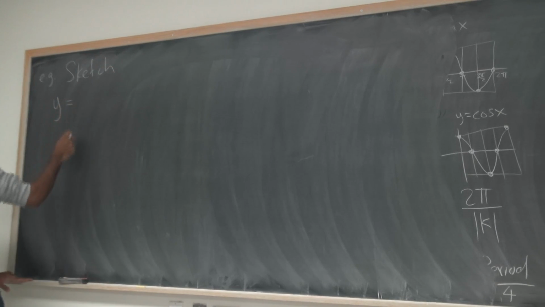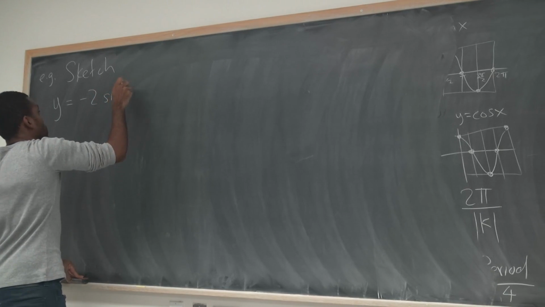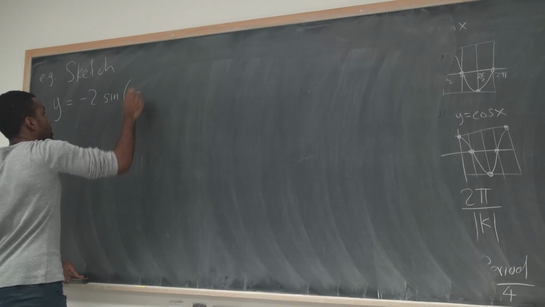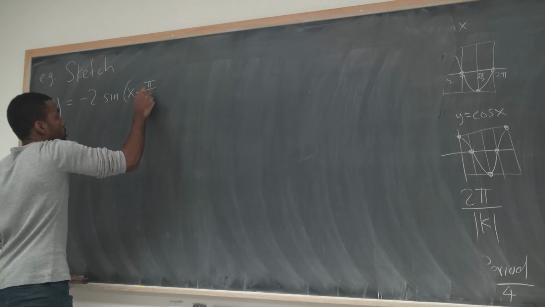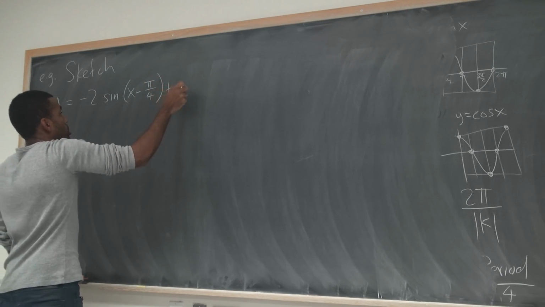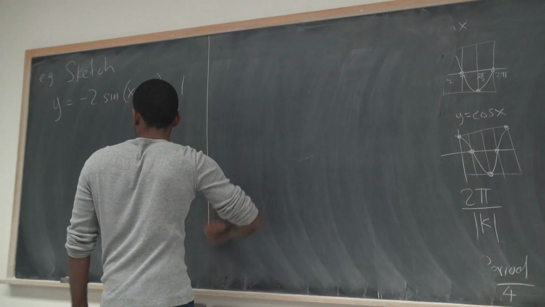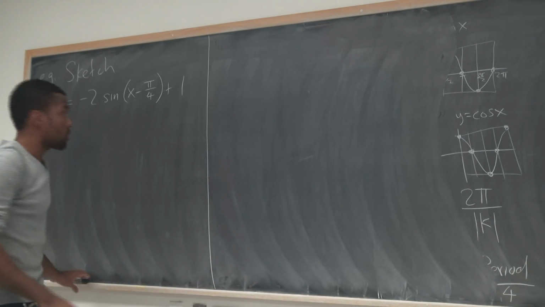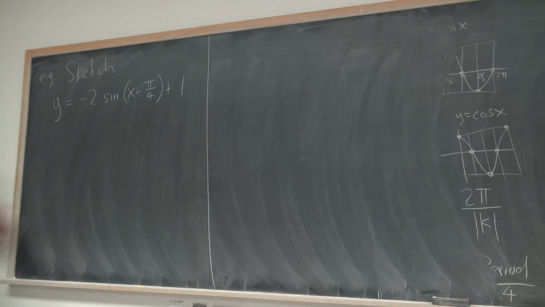Sketch this guy. y equals minus 2 sine(x minus pi over 4) plus 1. I don't know how much space this is going to take me, so let's just start there. So you're given this graph, you want to sketch it. When we hit chapter 9, you're going to have to come back here and remember how to do this. Okay, so what are we going to do?